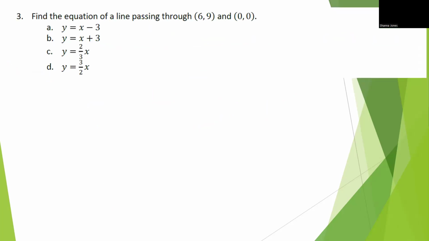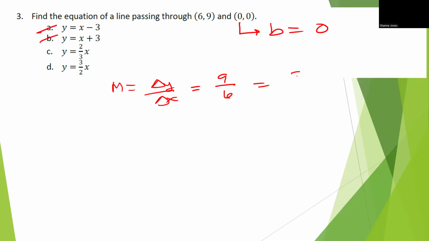Okay? Next, find the equation of a line passing through. Algebra 1, very beginning of Algebra 1. You're at 6, 9. If you're at 0, 0, that means your y-intercept is 0, which means that you can automatically eliminate A and B. Okay? Because your y-intercept has to be at 0. When your y-intercept is at 0, to find your slope, your change in y over change in x, you just use your given x and y. My given y is 9. My given x is 6. What does that reduce down to? 3 over 2. So you should have gotten D.